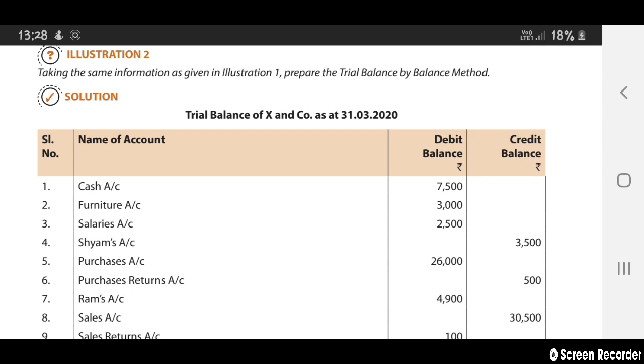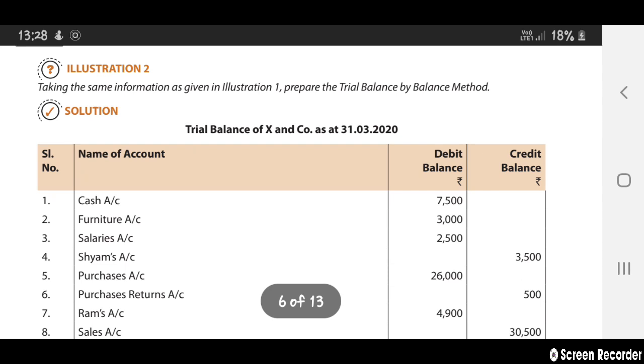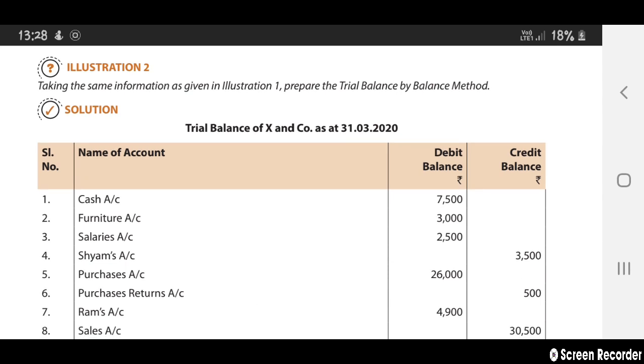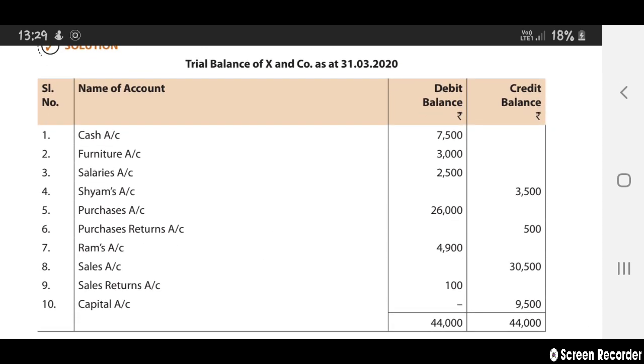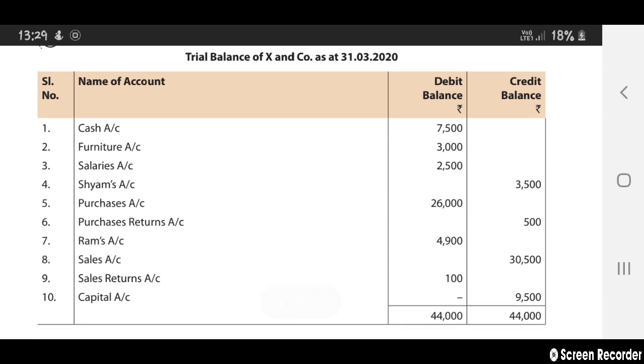Now they have given another question. Taking the information that they have given in illustration 1, prepare the trial balance by balance method. So the information given in illustration 1, the question in the first illustration, we have to use to make the trial balance. In this illustration 2, we have to make the trial balance of X Corporation at 31/3/2020. Cash account they have debited 7,500, and furniture account they have given in the question as 3,000.